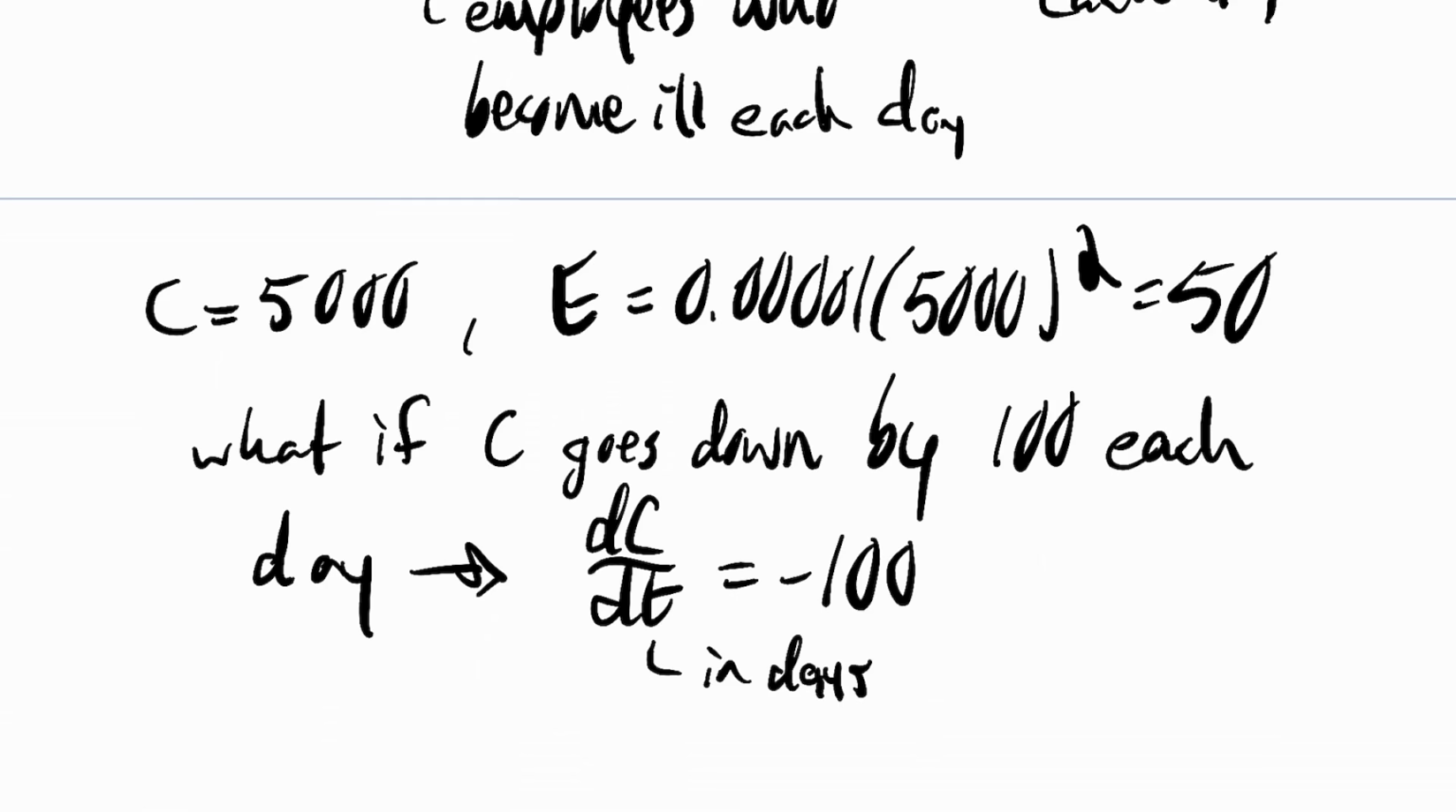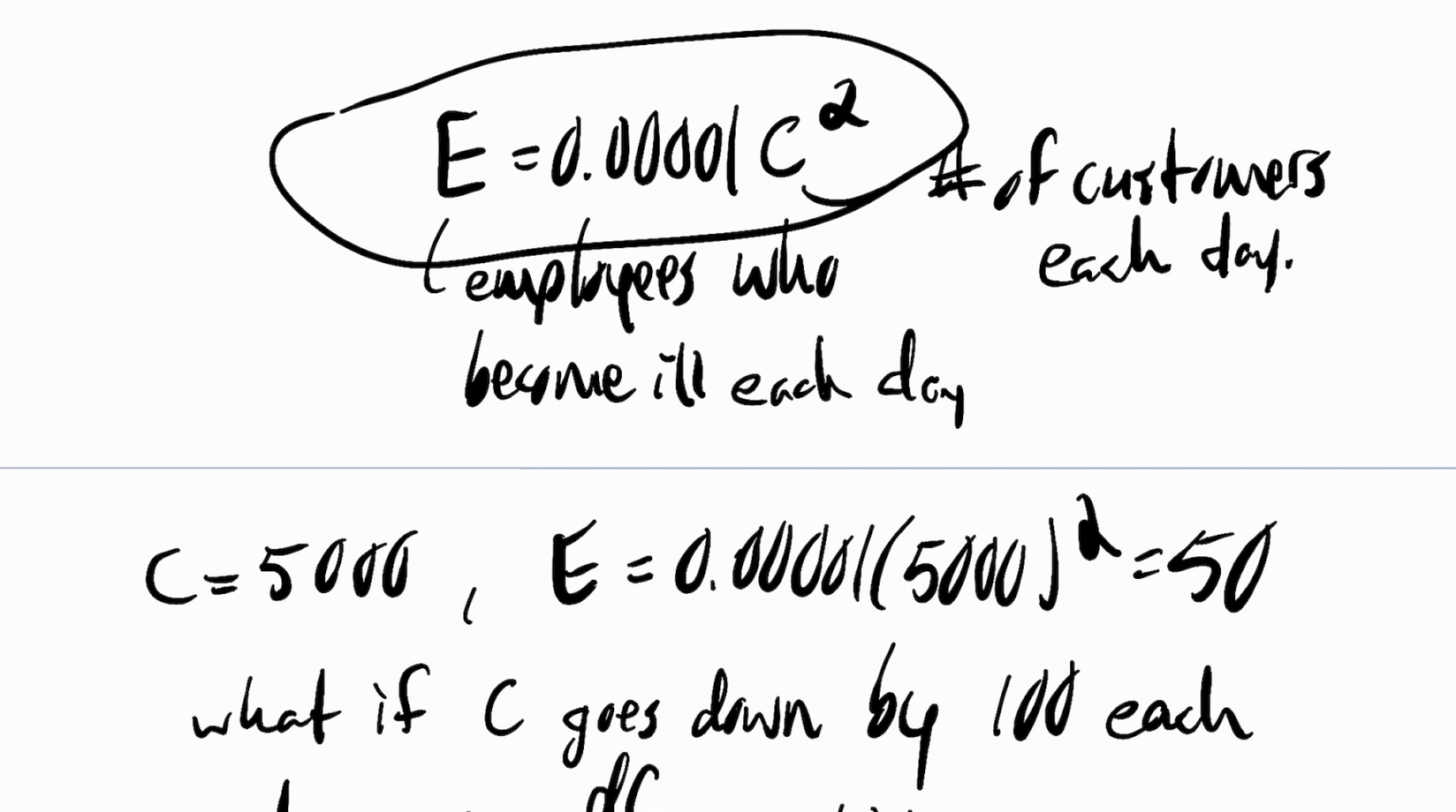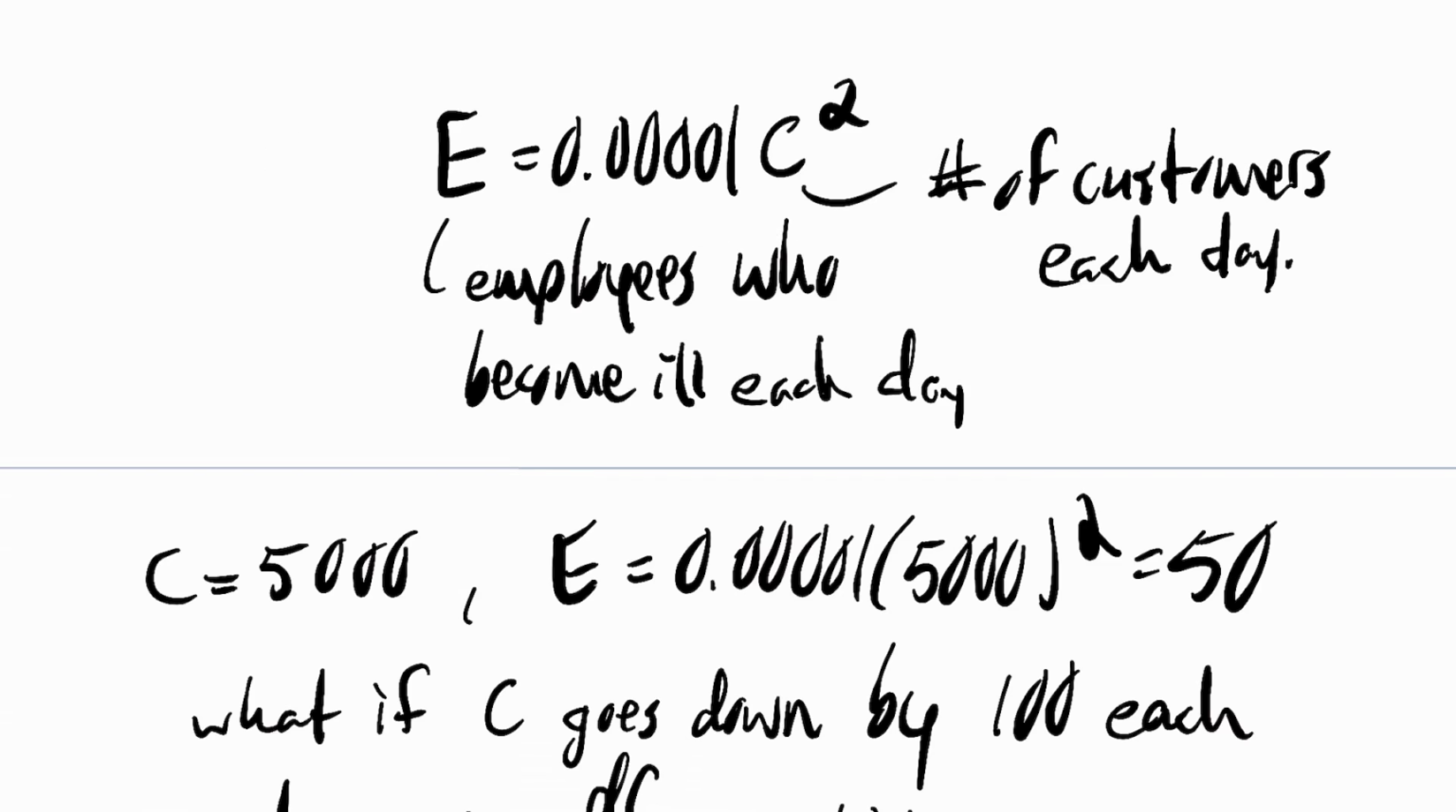Okay, well, if that happens, how will that affect the number of employees who become ill each day? Well, we can use implicit differentiation to find that. What I really want to do is take this equation that relates the number of employees who become ill to the number of customers seen that day, and turn that into an equation about the rate at which employees become ill and the rate at which customers are coming to the store, again assuming no safety measures.